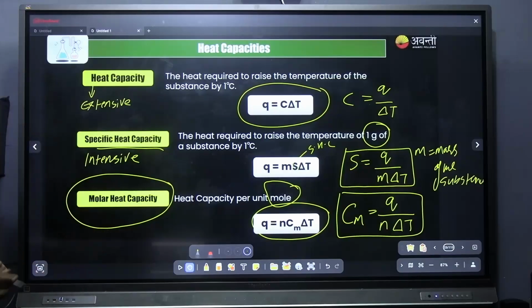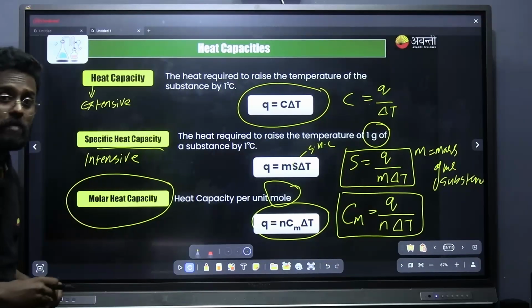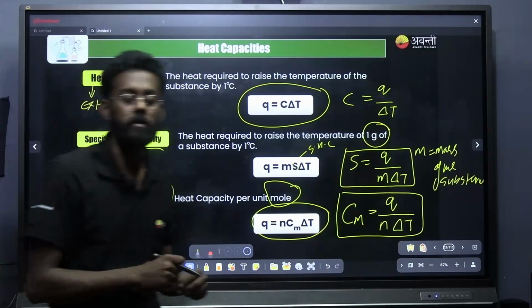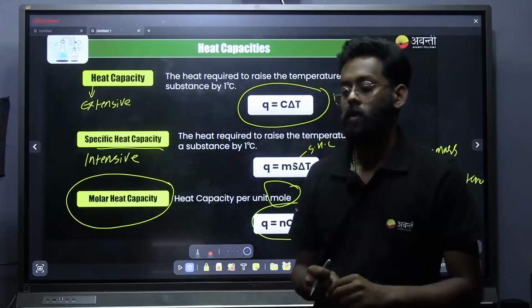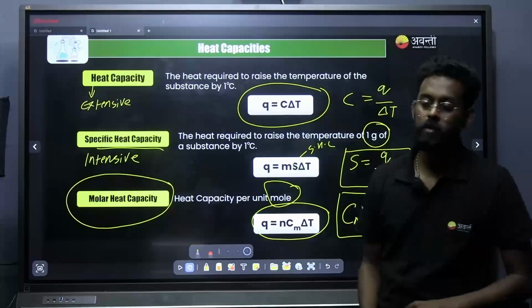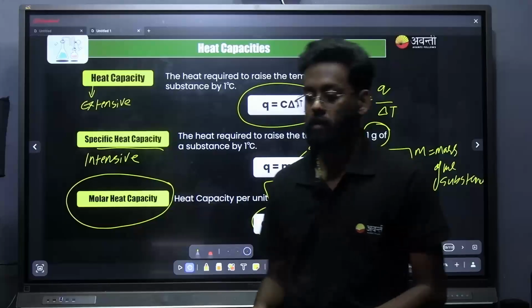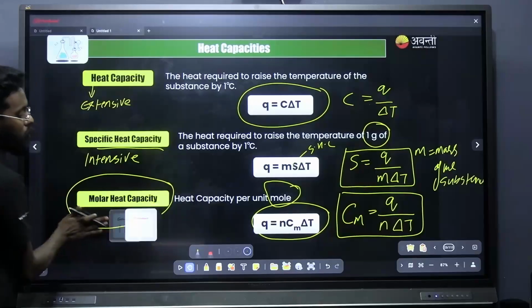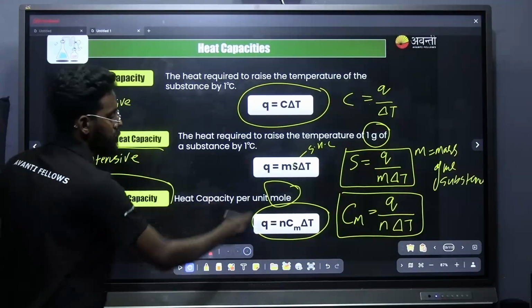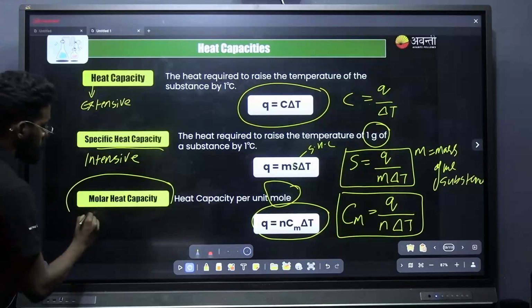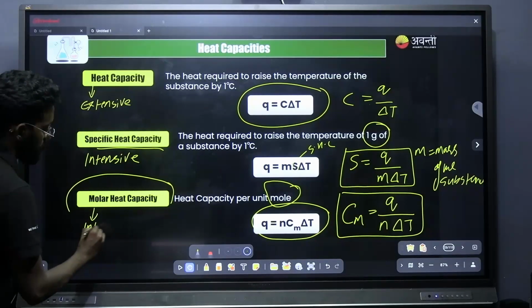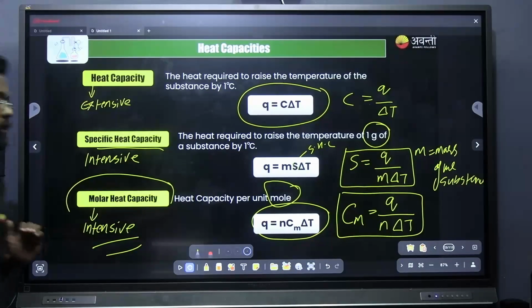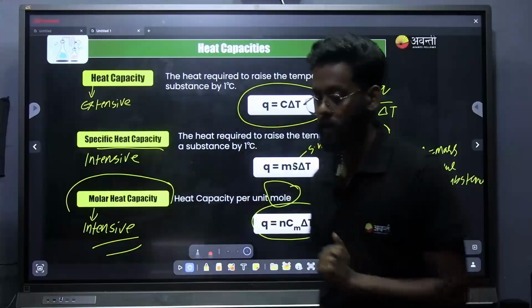What about molar heat capacity? Is molar heat capacity intensive or extensive, students? Can you let me know? Students, tell something. Yes, very good, Sangeeta. It is intensive because molar heat capacity is also fixed for a particular amount. What is that particular amount? It is 1 mole. So this is also an intensive property. So this is a complete idea about the different heat capacities. Got it, everyone? Yes.